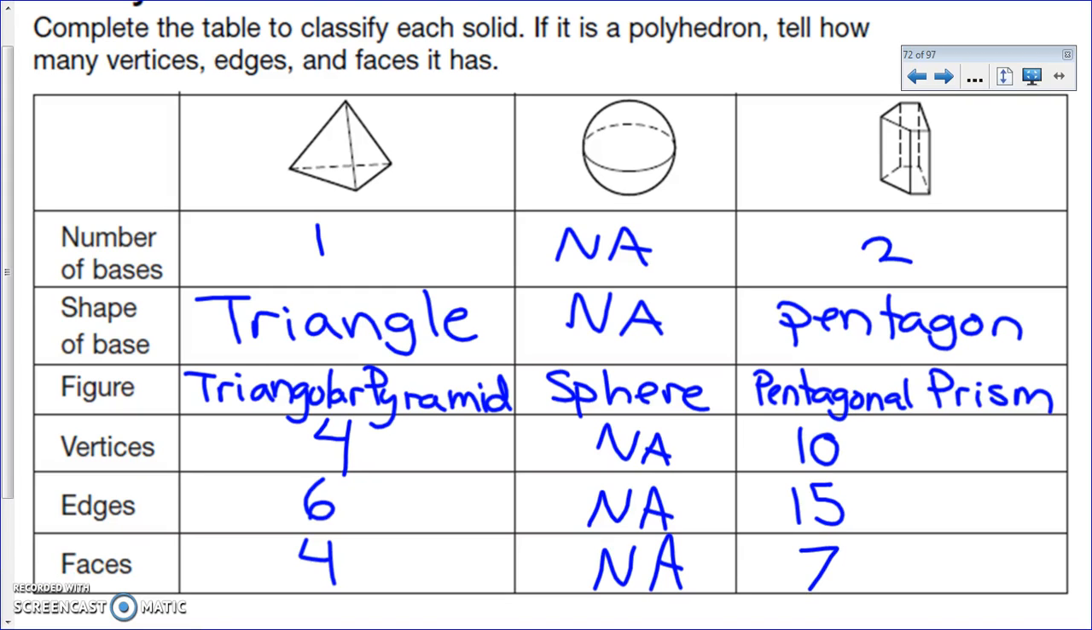Please make sure you have all of this copied down and glue this page in your math notebook.